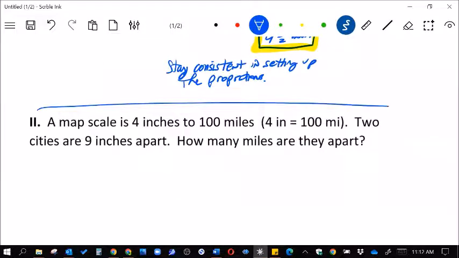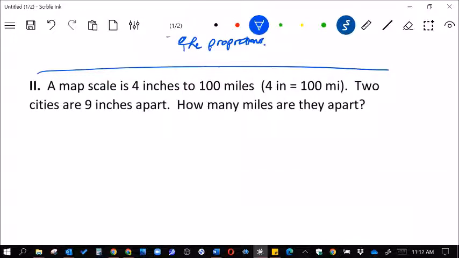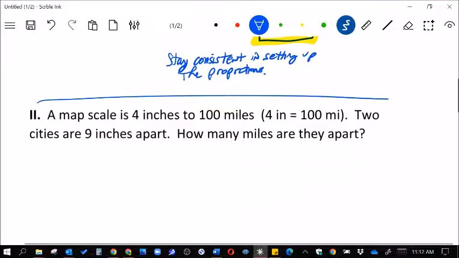Now let's take a look at this next one. We have a map scale. Let's take a look at what this means. So we're going to do the same kind of thinking here. We have a map scale.